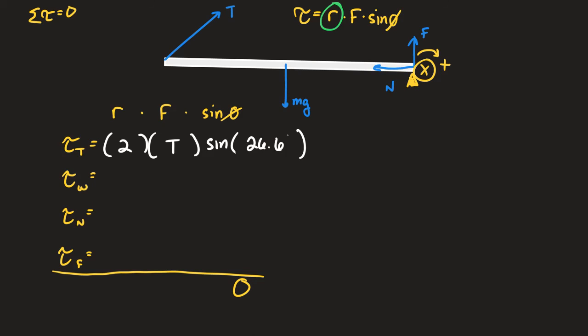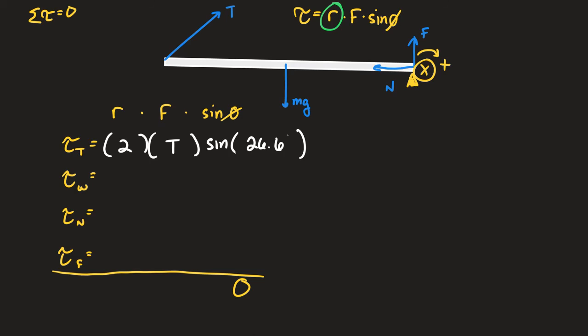26.6. Now, one thing you will find out is that for smaller angles like this, sine and tangent are so close to each other. There's really not that much of a difference, but you should always work it out.